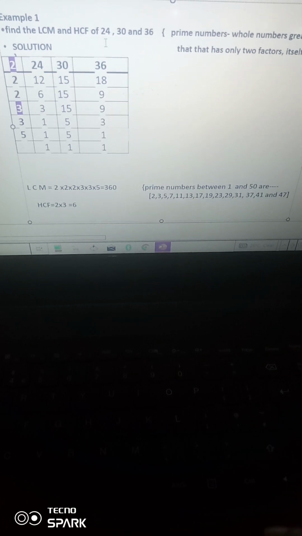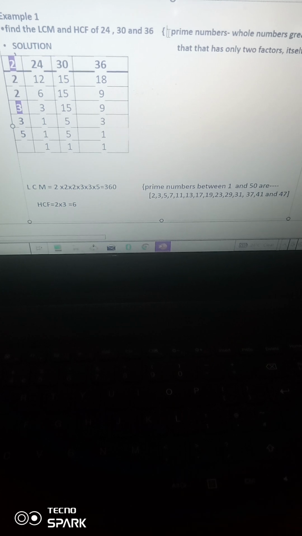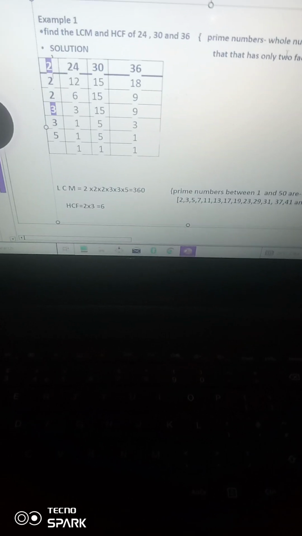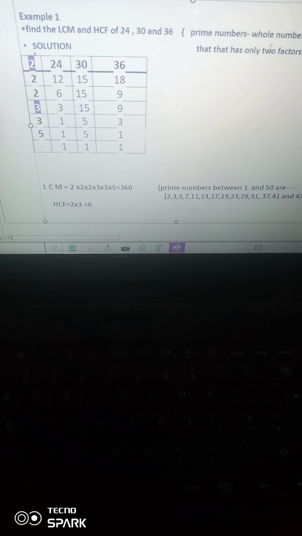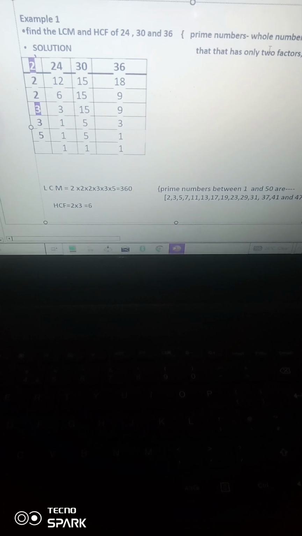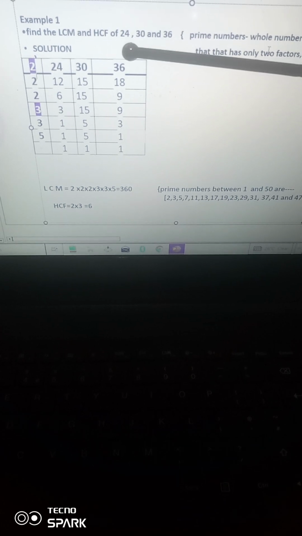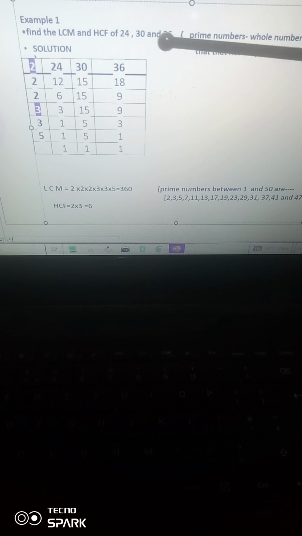Greater than 1. All right. So that is the question. It says find the LCM and HCF of 24, 30, and 36. Now we are going to find this LCM and HCF using what is called the prime numbers.